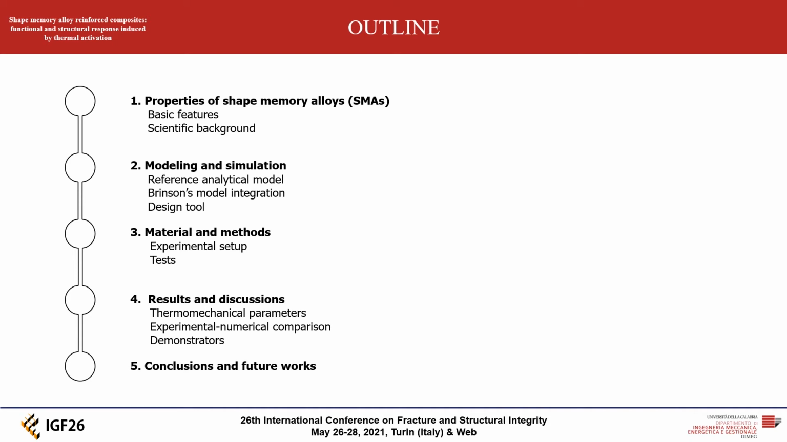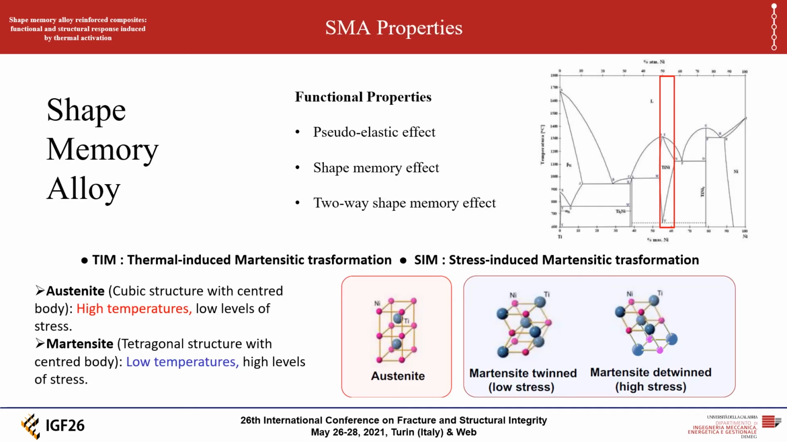I will introduce the SMA and their characteristics. We will see how it's possible to simulate SMA material and how it's possible to characterize them. And at the end, the results that can be achieved in this ambitious project. SMA means shape memory alloy, a class of materials composed of nickel and titanium in around equiatomic percentages.